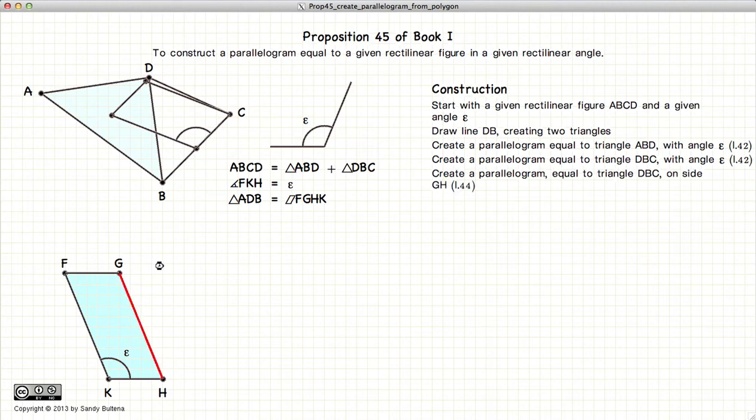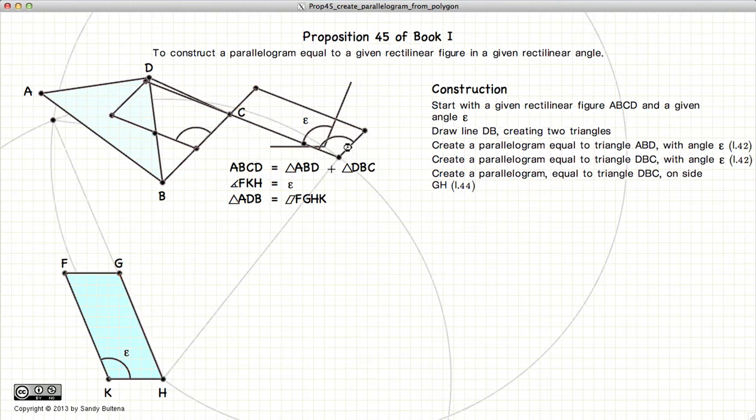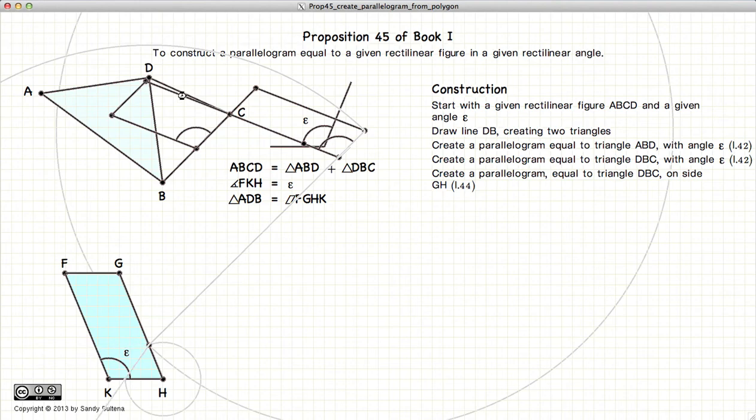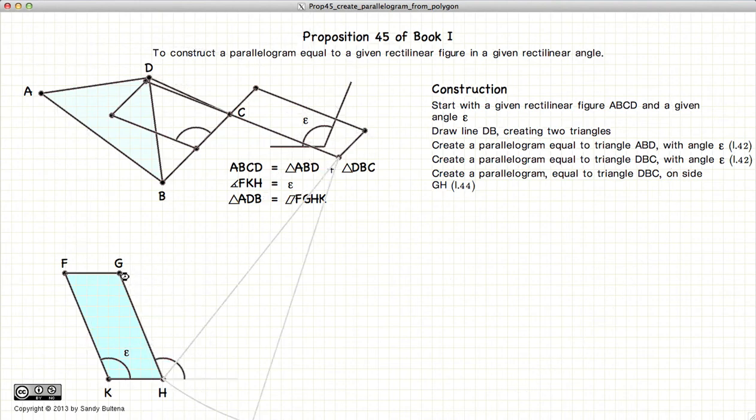This is going to go pretty fast, but here we go. The first thing I'm doing is copying the length GH to the extension of our parallelogram to make the drawing a little easier. And now I've constructed a parallelogram that is equal in area to this triangle, and I'm copying it back to my line GH.